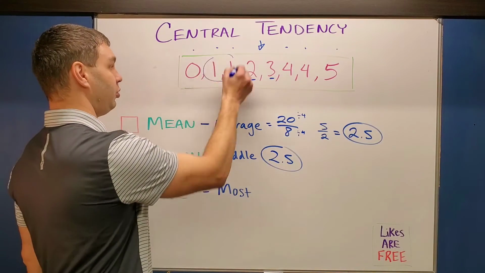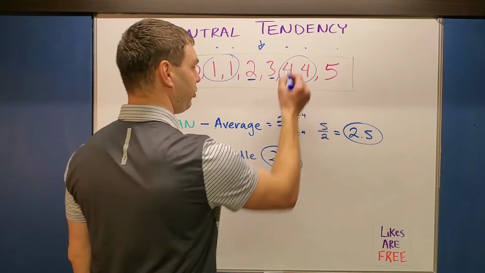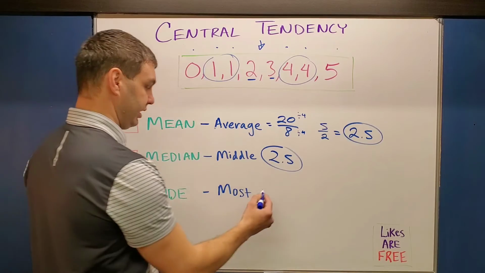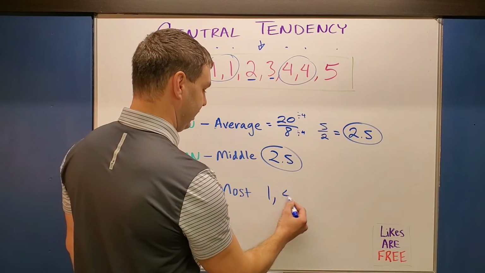Okay, and then the one that occurs the most, well, there's a couple of these, right? I have 2 1s and also 2 4s. My mode for this one is actually going to be both 1 and 4.